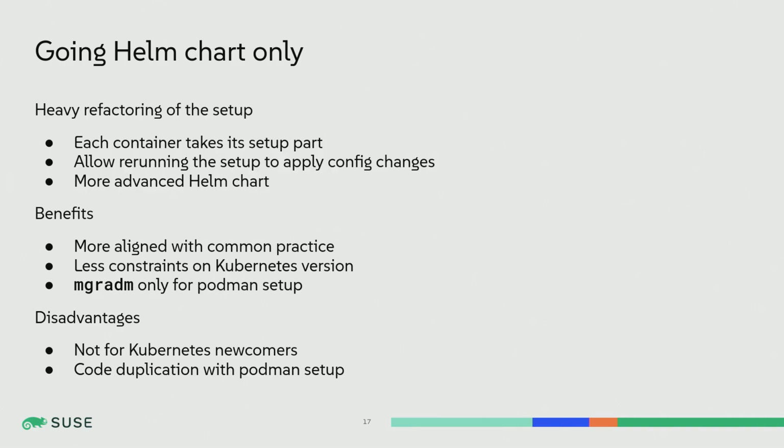The benefits of going Helm chart are obviously that everyone does Helm chart. It's something that everyone knows here in the Kubernetes world. So that's more aligned. And Helm charts, since they use YAML, are less tied to the Kubernetes version you're targeting. As long as you're not using the latest fancy Kubernetes features, that should be okay, right? And mgradm would not disappear, of course, but only for Podman, because there's no reason to use a tool to deploy a Kubernetes application in the end.